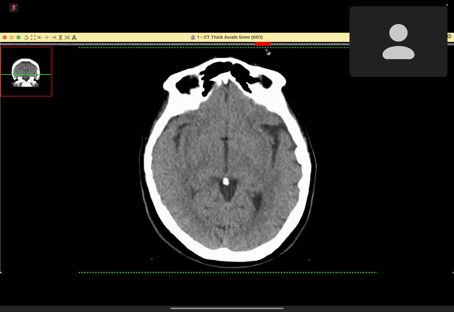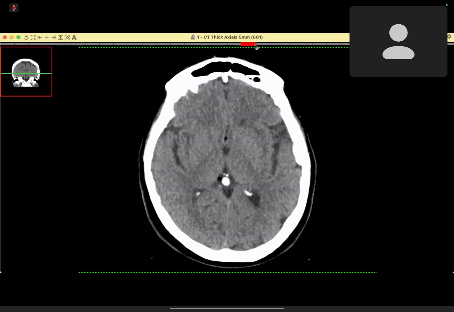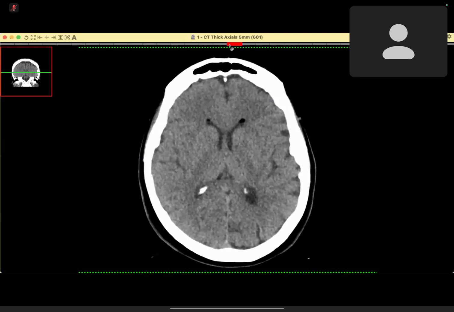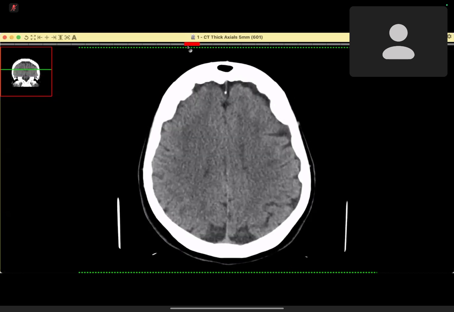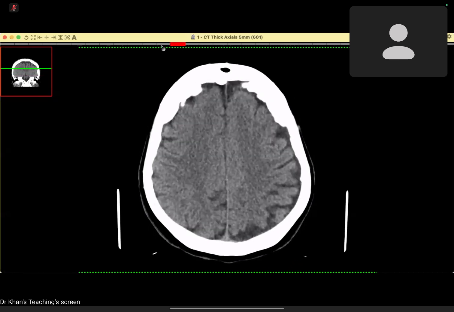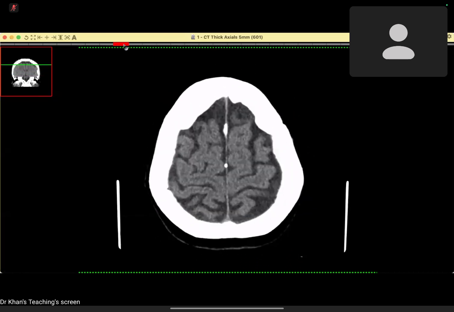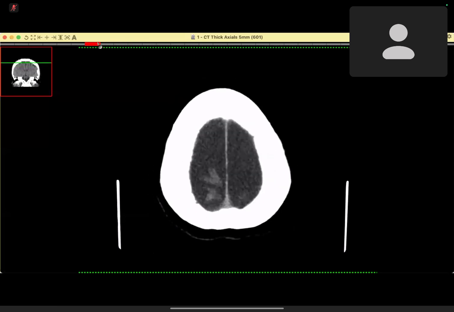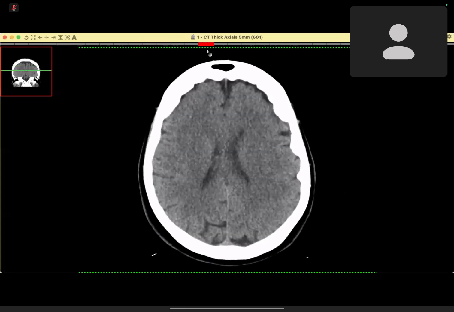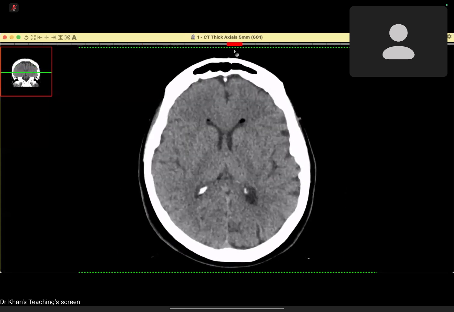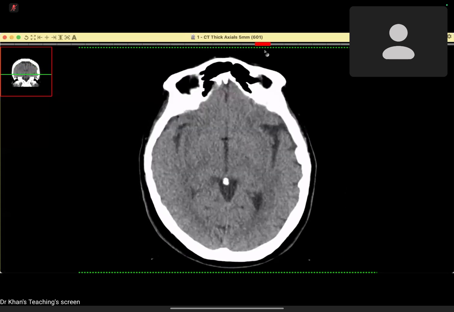I'm going up. The bilateral middle temporal lobe, frontal and parietal lobe appear normal. There's also air within the frontal horn of the lateral ventricles, which further indicates pneumocephalus. As I'm going up, I'm trying to look for any intraparenchymal or extraaxial hematoma, which I didn't appreciate on my first look. So there was no evidence of any intraparenchymal or extraaxial hematoma.